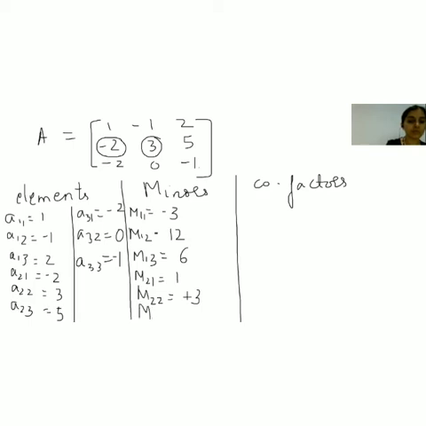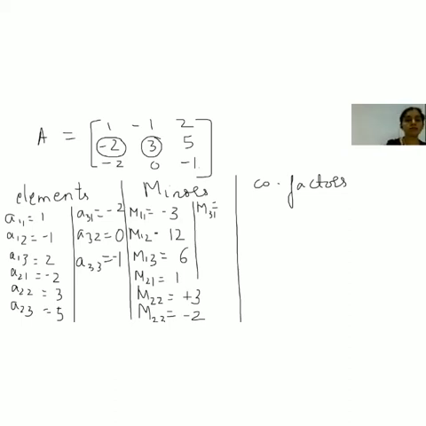Then M23 is equal to last column, second row. So we're left with 0 minus of minus 0 minus 3, that is, 0 minus 2, that is minus 2. Okay, and then the remaining 3. So M31 is equal to, that is third row, first column.